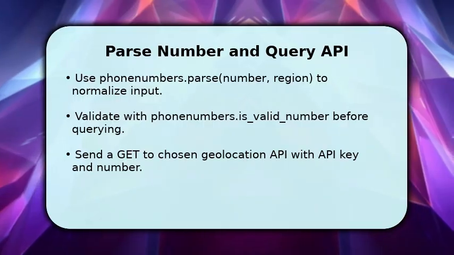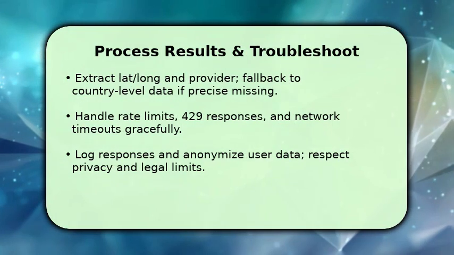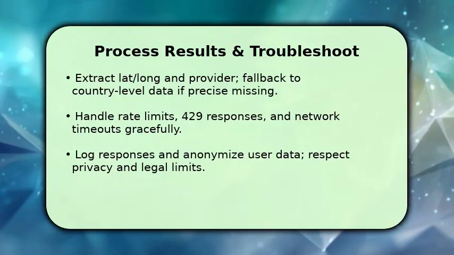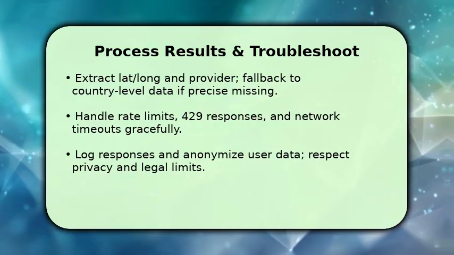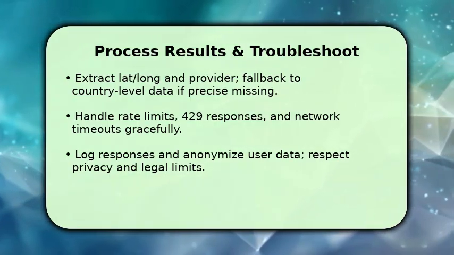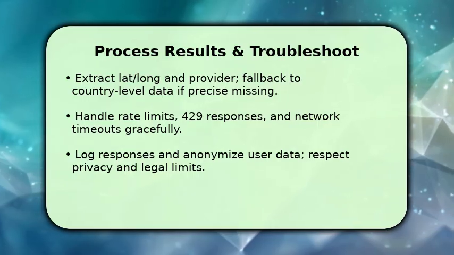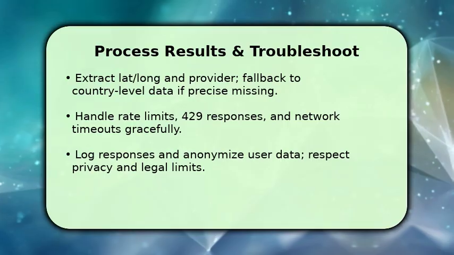Finally, inspect the API response and extract coordinates, accuracy, and carrier information. Then translate coordinates into a readable place using reverse geocoding if needed. Save results locally in CSV or JSON for later review. If the API lacks precise location, fall back to country or region data from phonenumbers.